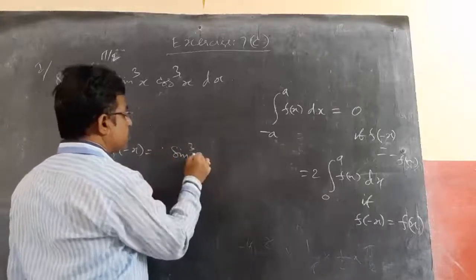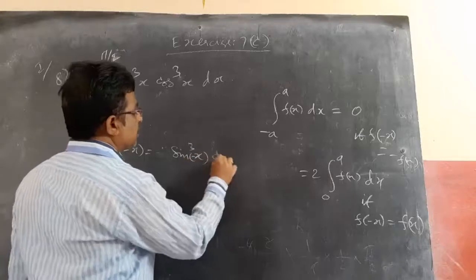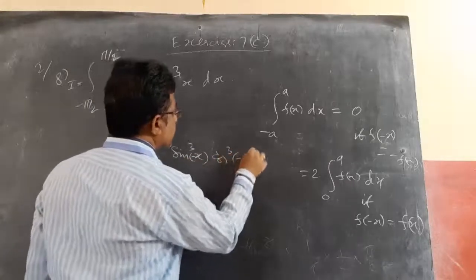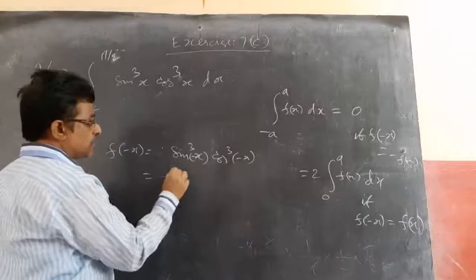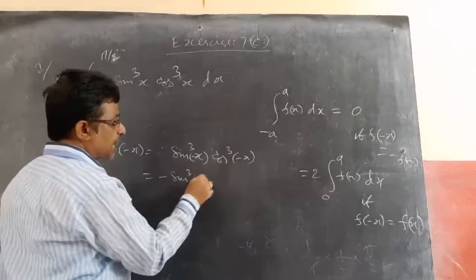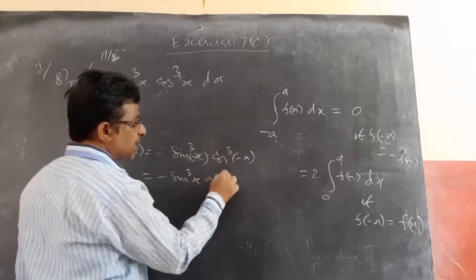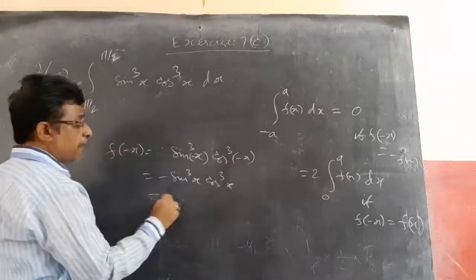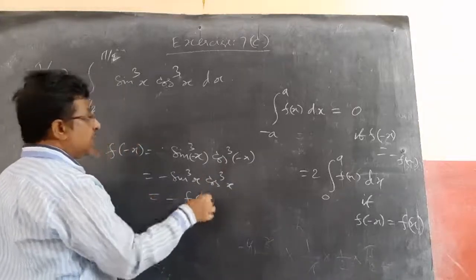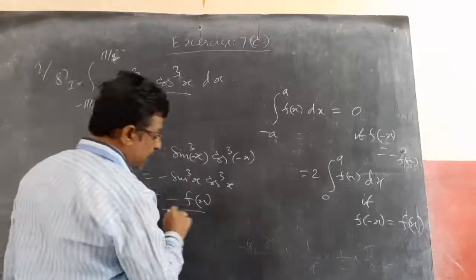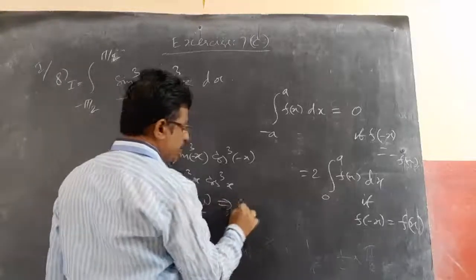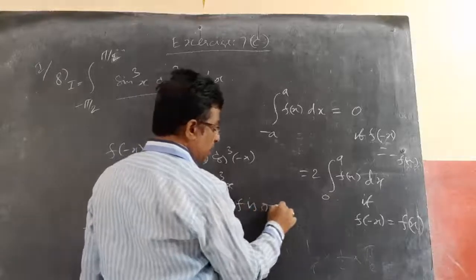I will write one more thing: sin cube of minus x into cos cube of minus x. But sin of minus theta is minus sin theta, so I will write minus outside, minus sin cube x. But cos of minus theta is plus cos theta, so that is cos cube x only. So it becomes minus f(x) only. I am finding f(-x), I got minus f(x), which implies f is odd.